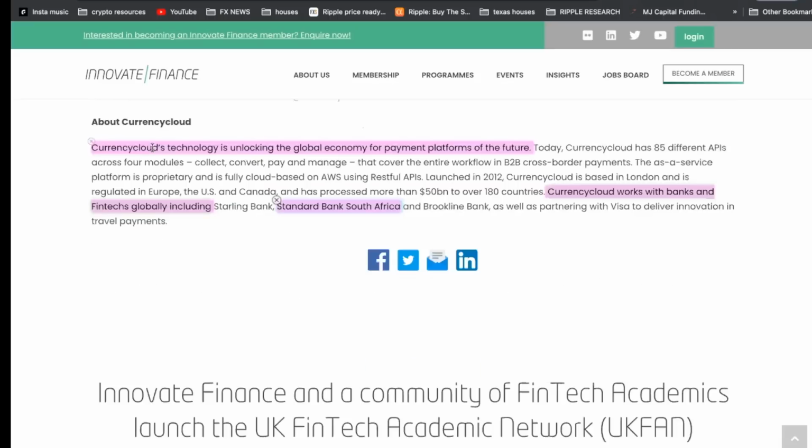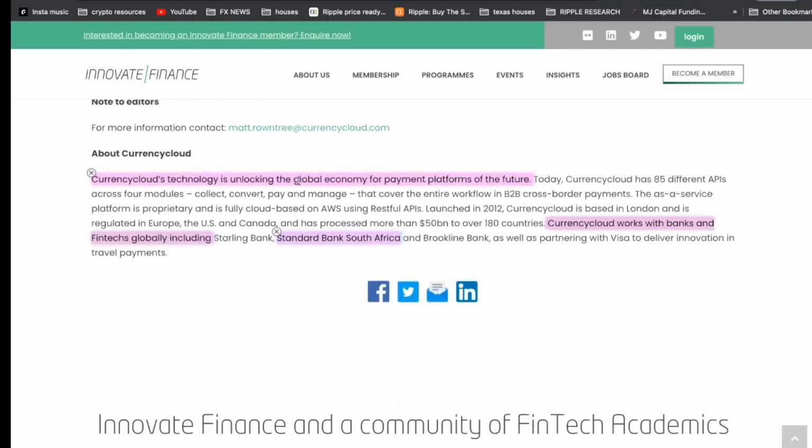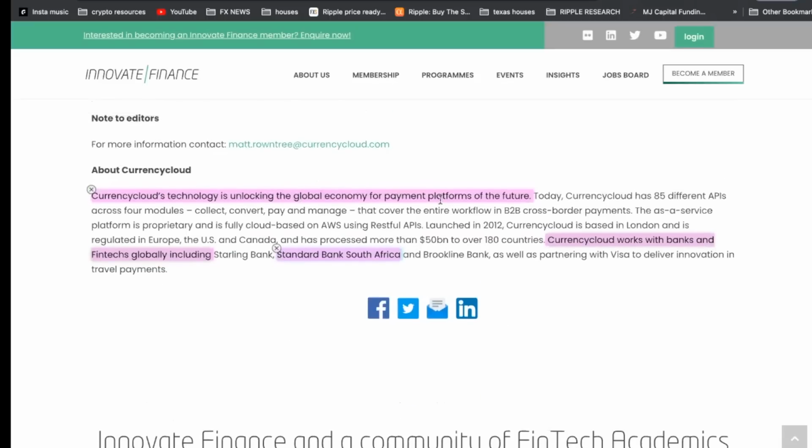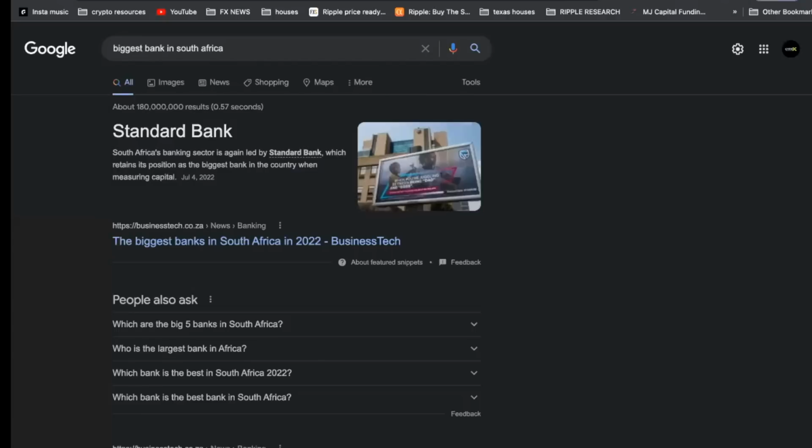Scrolling down here, we see Currency Cloud's technology is unlocking the global economy for payment platforms of the future. And who is a partner of Currency Cloud? Currency Cloud works with banks and fintechs globally, including Standard Bank South Africa. You guys see how the partnerships are not directly announced, but they are directly correlated. It is insane when you do the research.